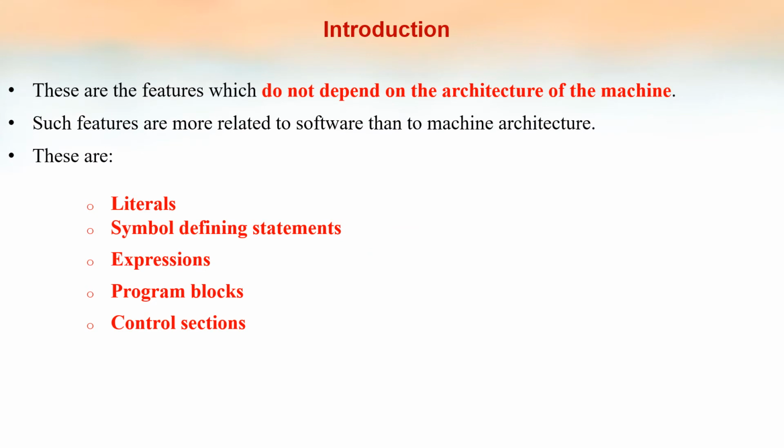Machine independent assembler features means features that do not depend on the architecture of the machine, which means they do not depend on the processor. Such features are more related to software than to hardware. The examples are literals, symbol defining statements, expressions, program blocks, and control sections. So in this video, we will learn about literals, which is a machine independent feature.